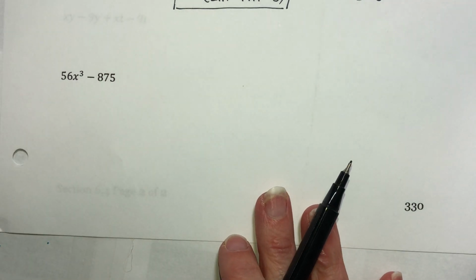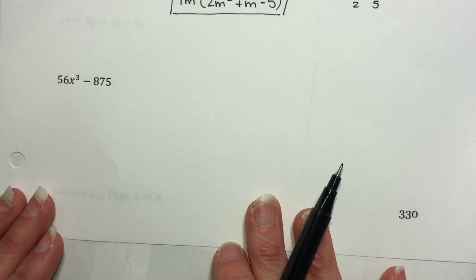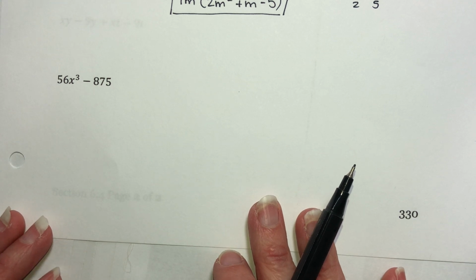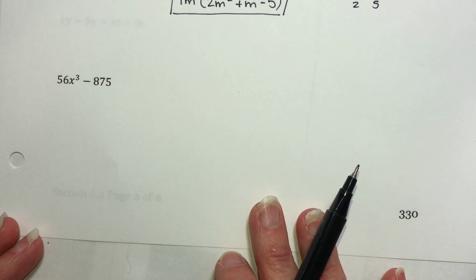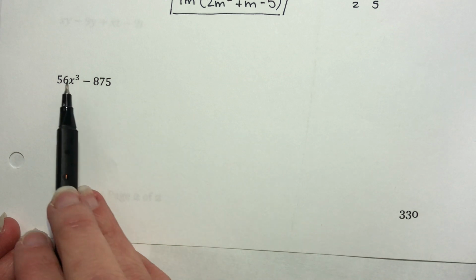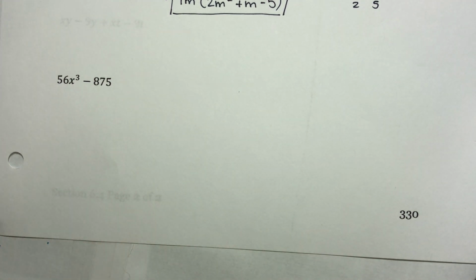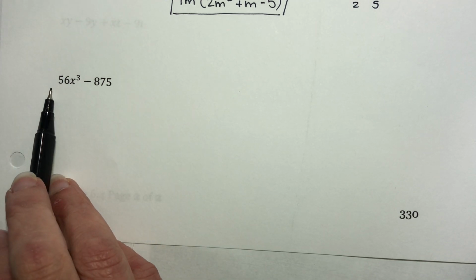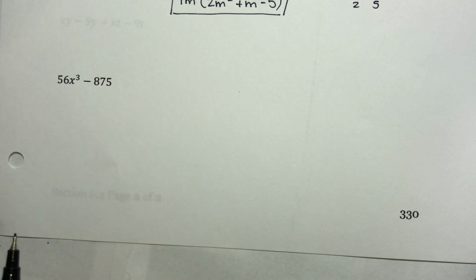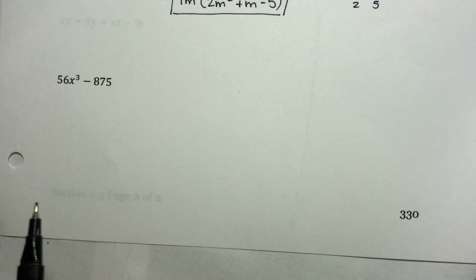Okay, so let's try 56x cubed minus 875. Okay, well, I noticed that I have two terms with a minus sign. I see a cube here. So initially, I'm thinking difference of cubes. Okay, the problem is that 56 is not a perfect cube, nor is 875. So we probably have a GCF here.